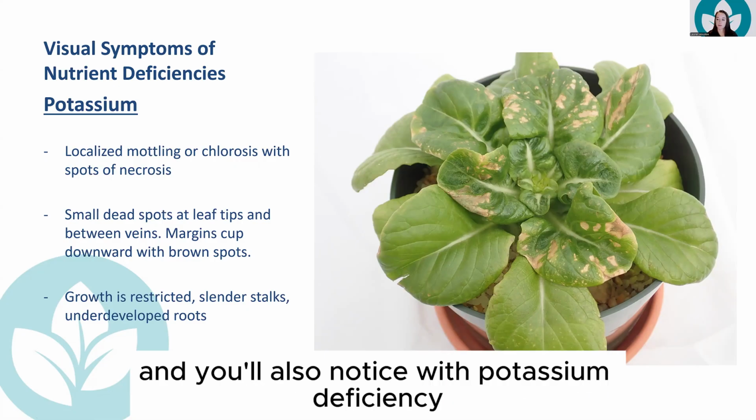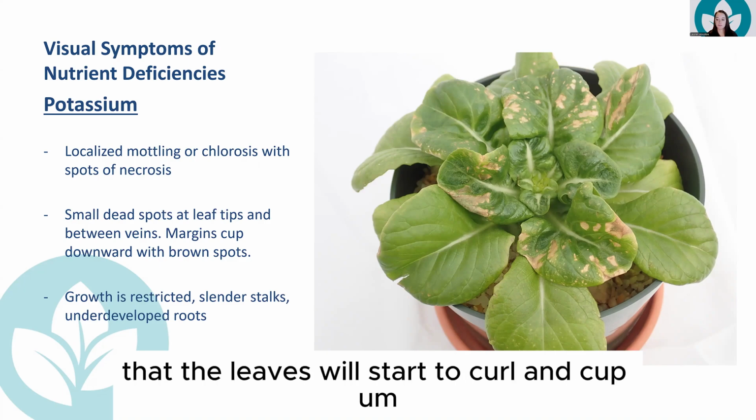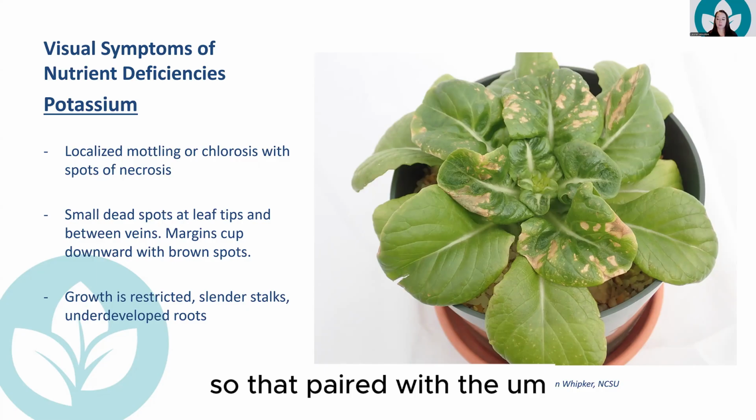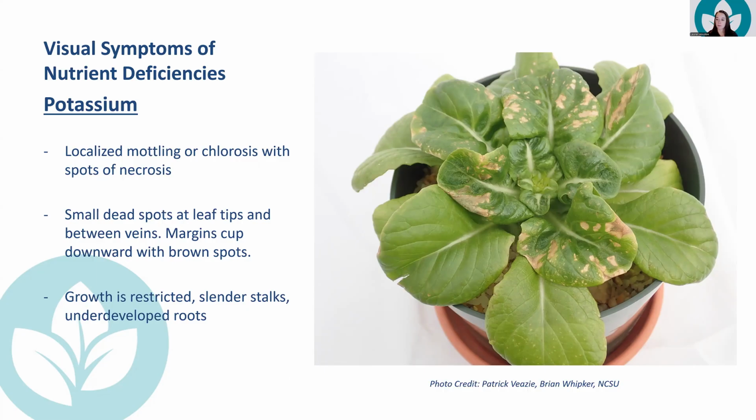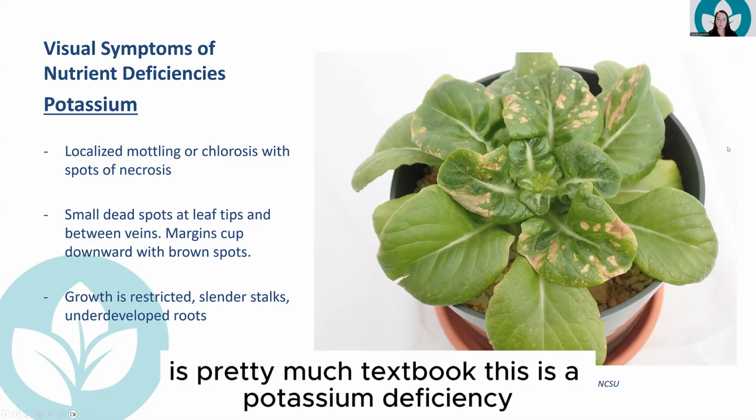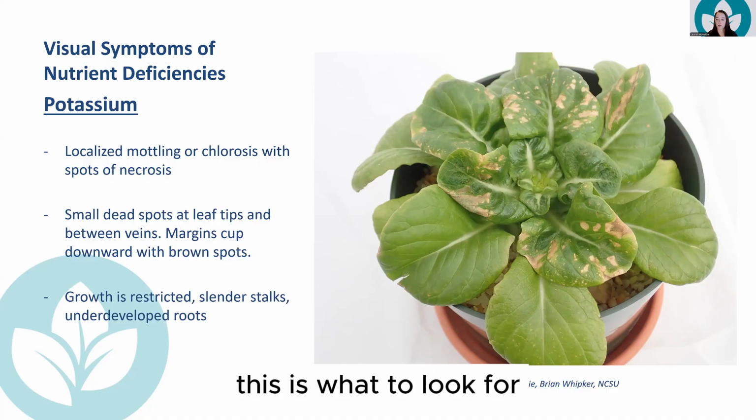And you'll also notice with potassium deficiency that the leaves will start to curl and cup. So that paired with the necrotic spotting is pretty much textbook. This is a potassium deficiency. This is what to look for.